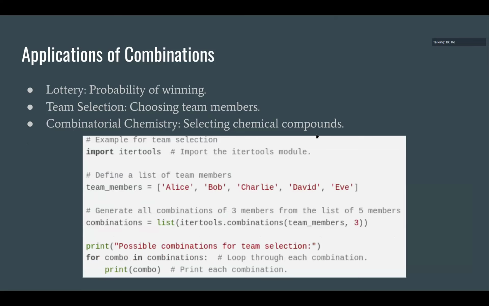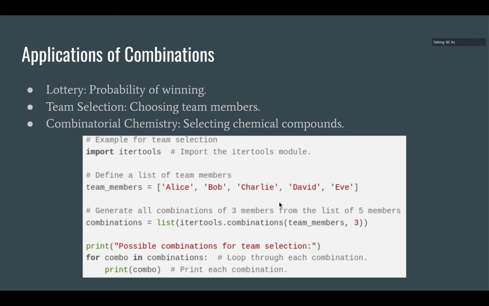Applications of combinations. Combinations have many practical applications. In lotteries, we can use combinations to calculate the probability of winning by selecting a set of numbers. In team selection, we determine the number of ways to choose team members from a larger group. In combinatorial chemistry, combinations help us select chemical compounds for experiments.